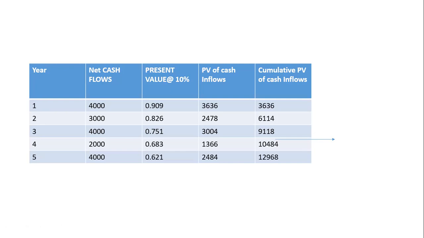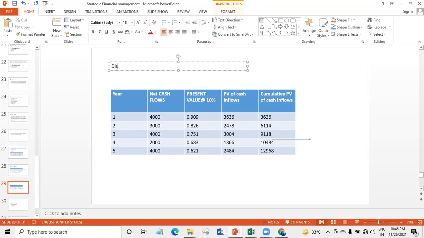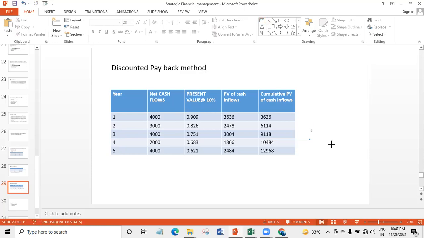Now we are solving the discounted payback method. The cost of project. What is the cost of project? 10,000.